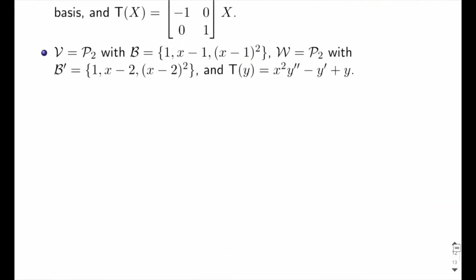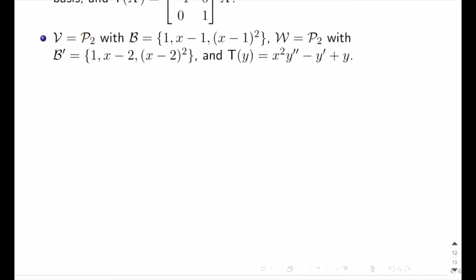Right, so now let's consider this example. V is P2. W is P2 as well.